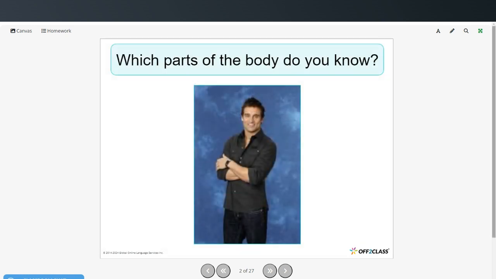Alright, so if you can look at this picture and see if you can name any of the parts of his body. What parts of the body do you know? So you can take a few moments, you can pause the video if you like and think about that, maybe write some down, and then we'll show some of the answers on the next slide.